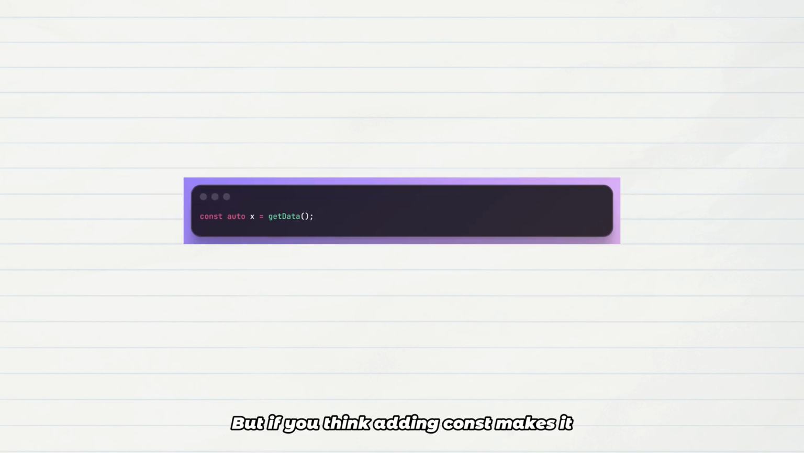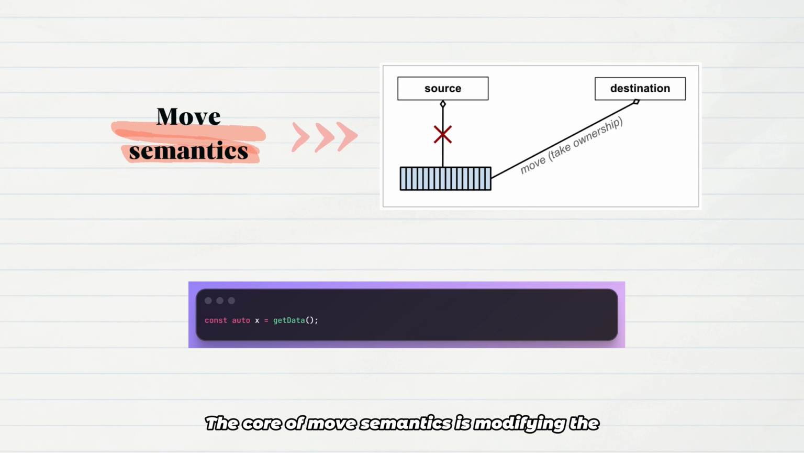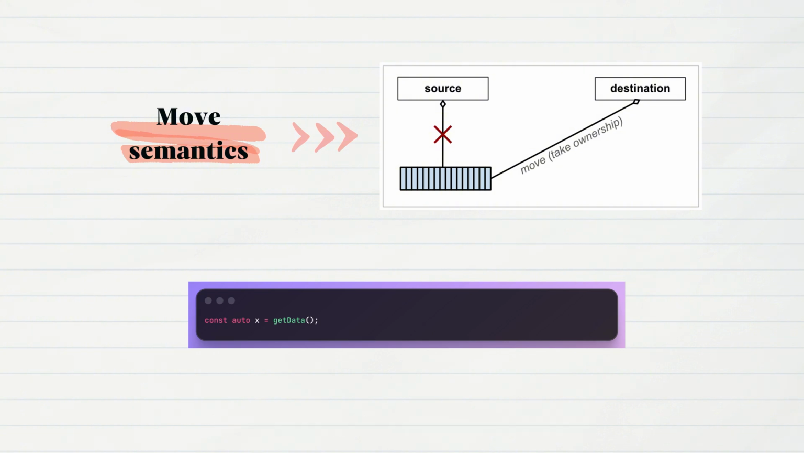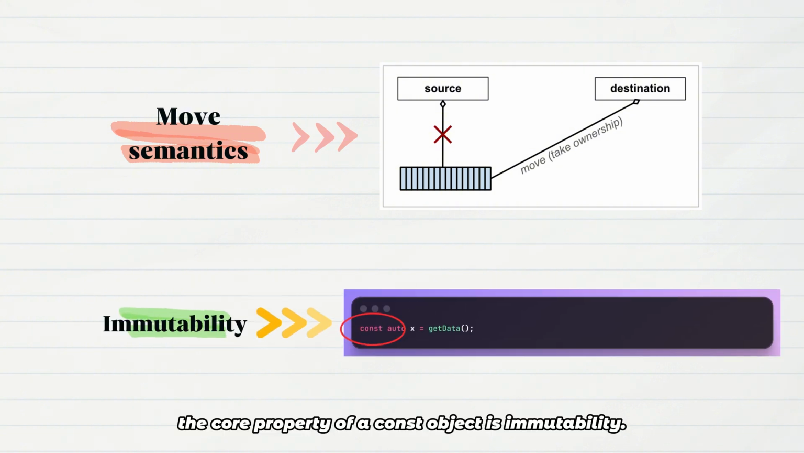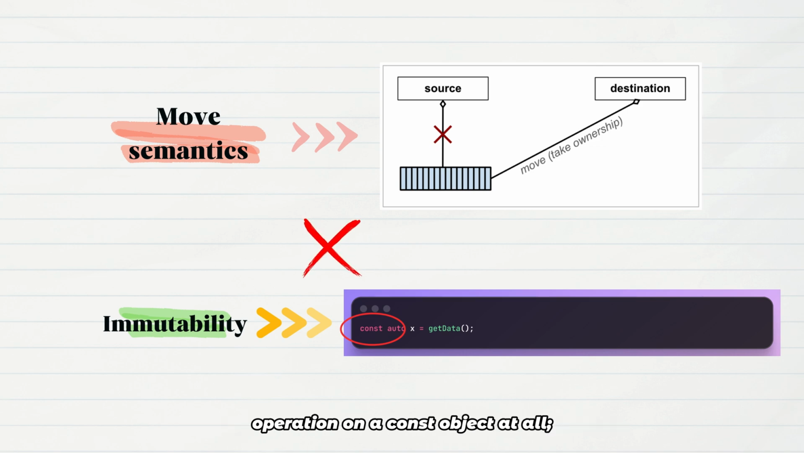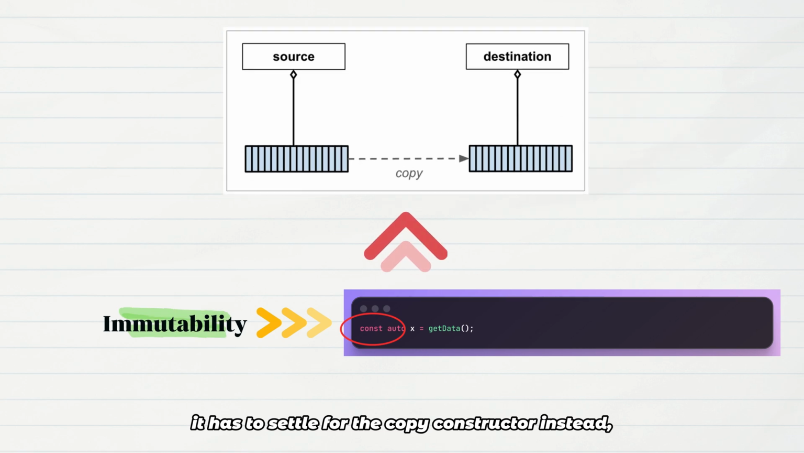But if you think adding const makes it safer and rewrite it like this, logically it seems exactly the same, right? But the performance is worlds apart. The core of move semantics is modifying the source object after transferring the source object's resources to the new object. The source object becomes an empty shell. However, the core property of a const object is immutability. The compiler cannot perform a move operation on a const object at all. It has to settle for the copy constructor instead, duplicating all the data of the source object. This is an expensive copy.